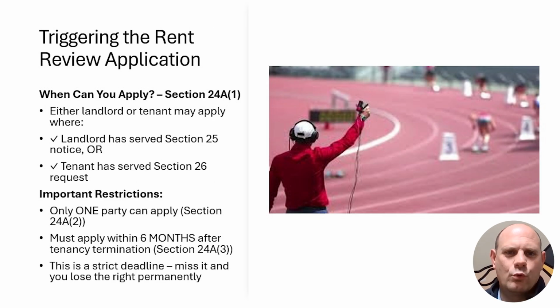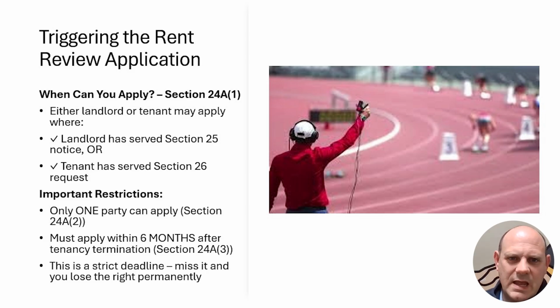Section 24A(1) provides that either the landlord or the tenant may apply to the court for interim rent determination where the landlord has served a Section 25 notice or the tenant has served a Section 26 request. The application can be made by either party, giving both the landlord and the tenant initiative. However, there are important timing restrictions.